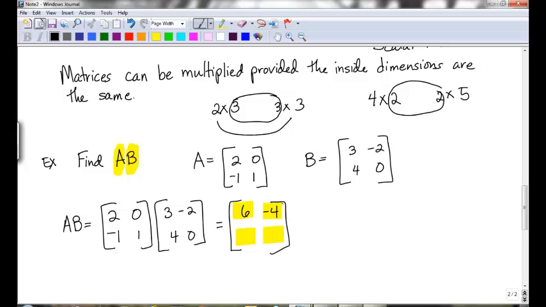Go down to this row. Times the first column. Negative 1 times 3, negative 3. Go across here and down here. 1 times 4 is 4, and add them together. You get 1. Stay with this row and go down this column. Negative 1 times negative 2, 2. And then 1 times 0 is 0. Add them together would be 2. Okay, that's as far as we're going to get.